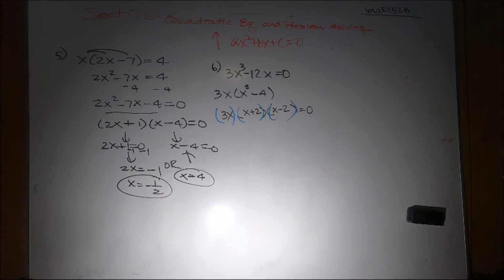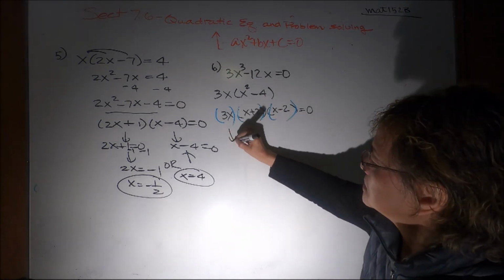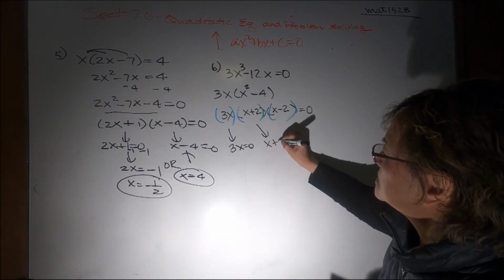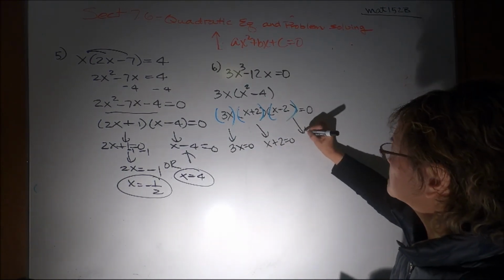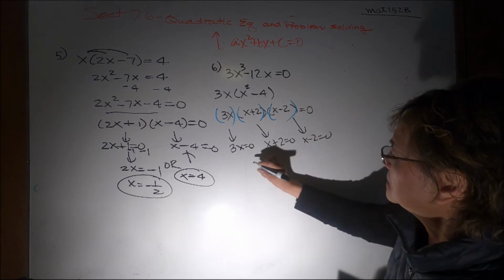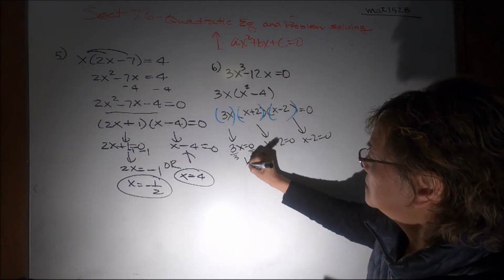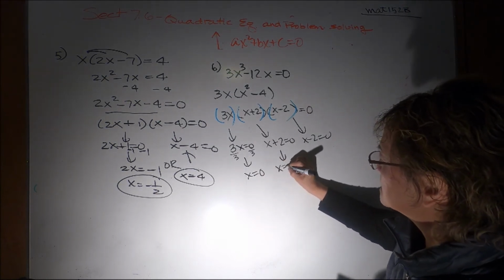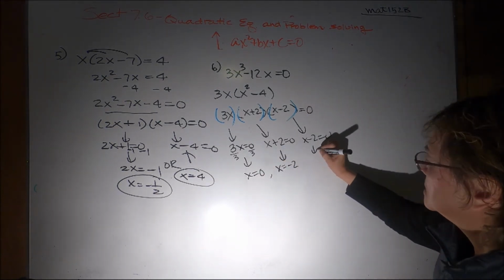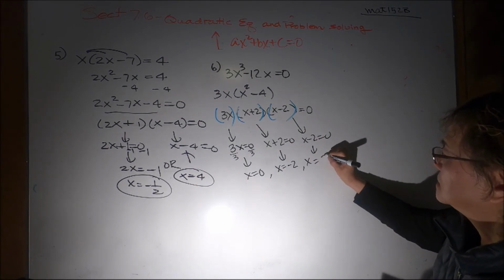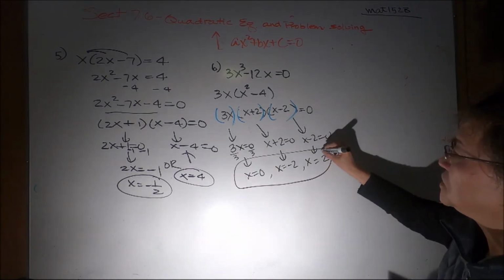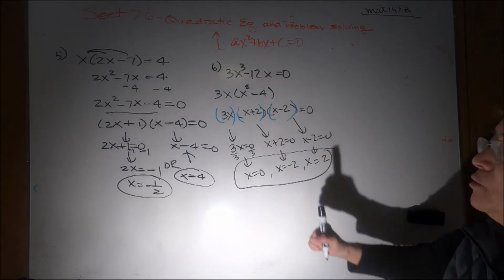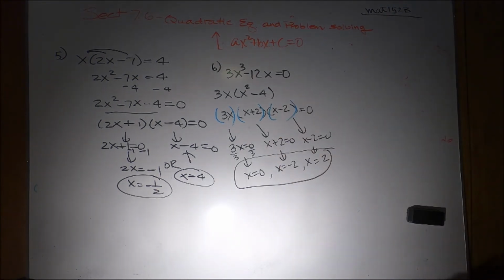Then we will set each part to be 0, right? By the zero product property. Then you divide by 3. So x is what? 0. And this one x is what? -2. This one x is what? 2. So you have 3 answers. You can plug in and check. It will work.